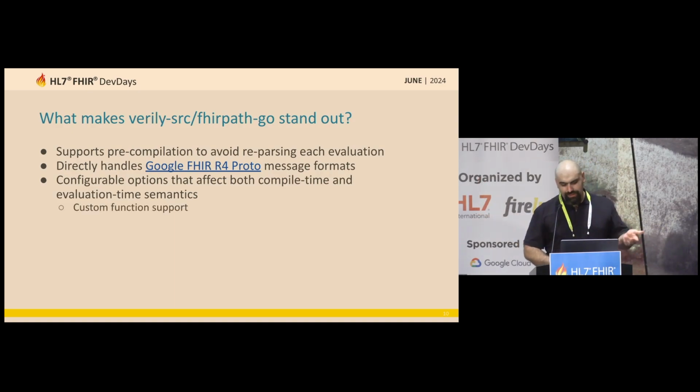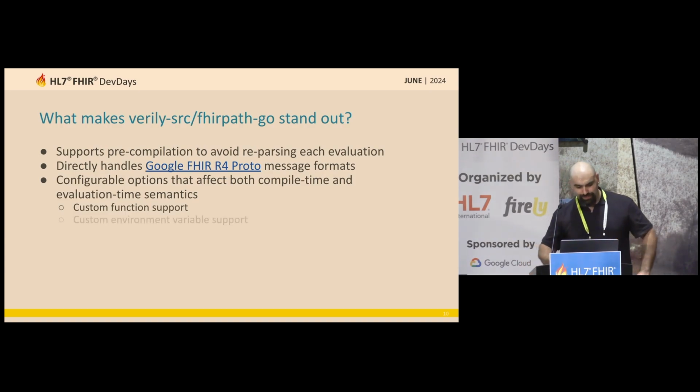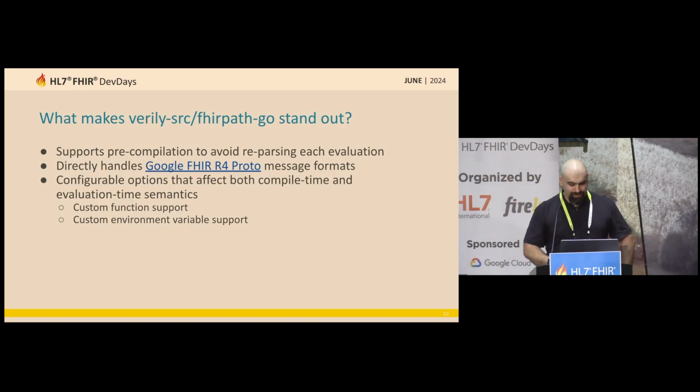So you get custom function support. This is not technically listed as an extension point in the FHIR Path specification, but you can actually install and create custom functions, which is very, very useful if you want custom filtering, or if you want to do other useful things. We have custom environment variable support. That one actually is a formal extension point. Again, I have examples of this coming up.